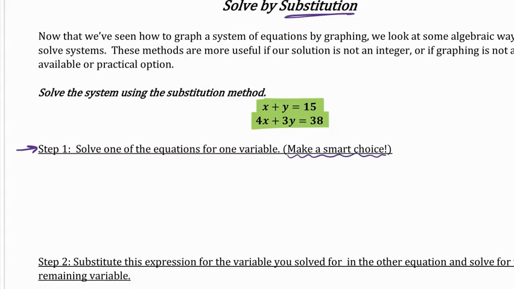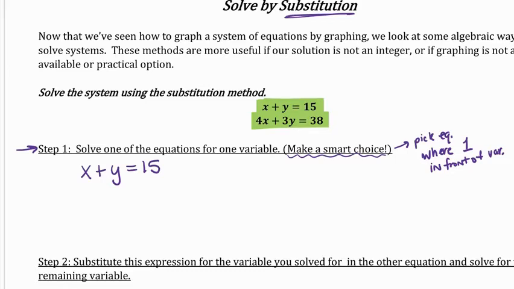So if you don't want to end up with fractions, a smart choice means you want to pick the equation where there's a 1 in front of a variable. So in this case, I'm going to pick that x plus y equals 15. So I'm going to take that equation, and then I want to solve for one of the variables. It does not matter which variable you solve for. I tend to find that everybody always wants to solve for y because that's what you're used to when we talk about linear equations, but it doesn't matter which one you solve for. We'll do one of each today.